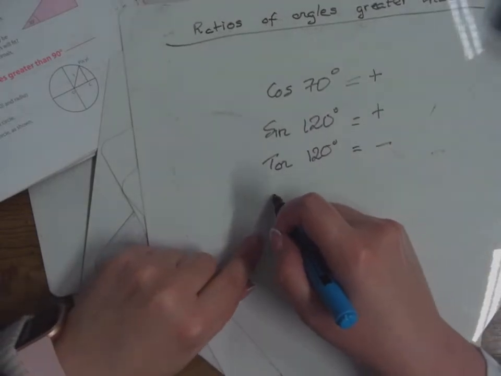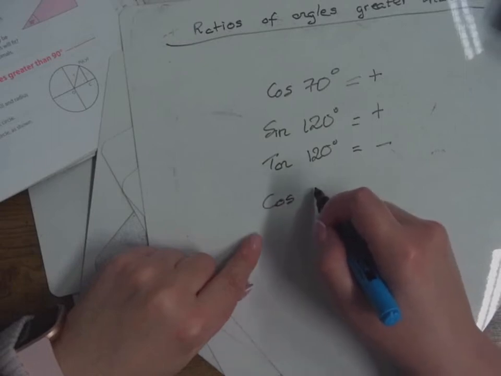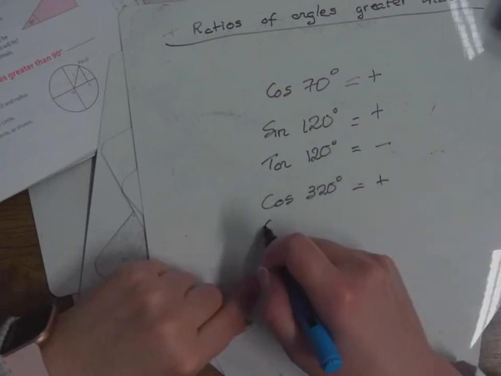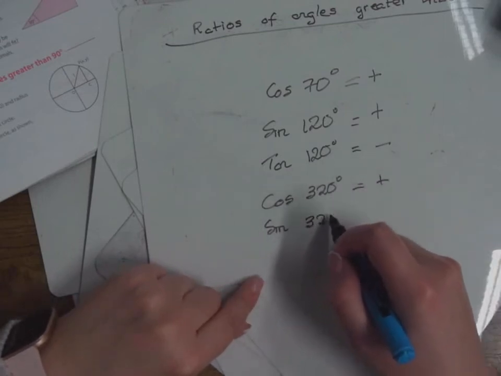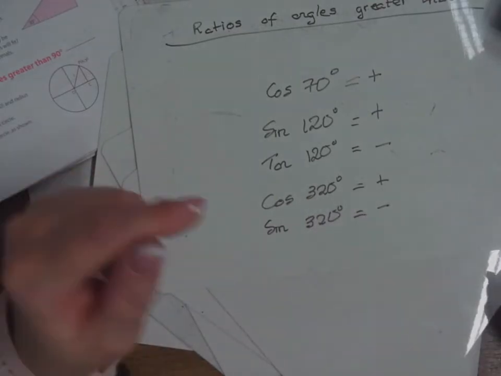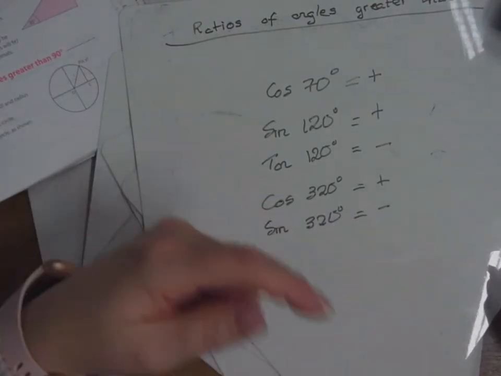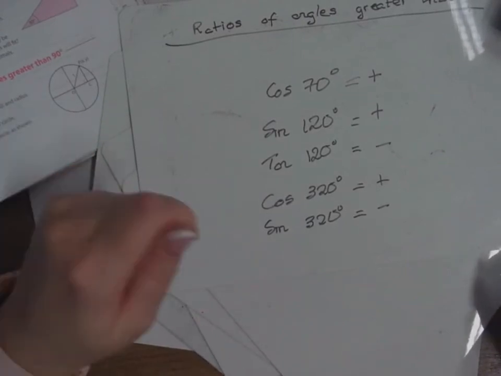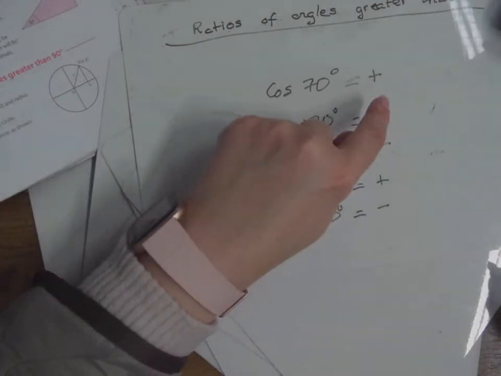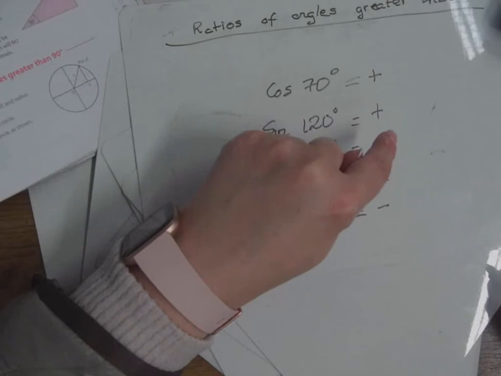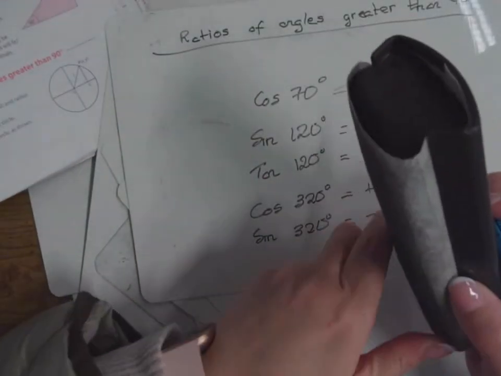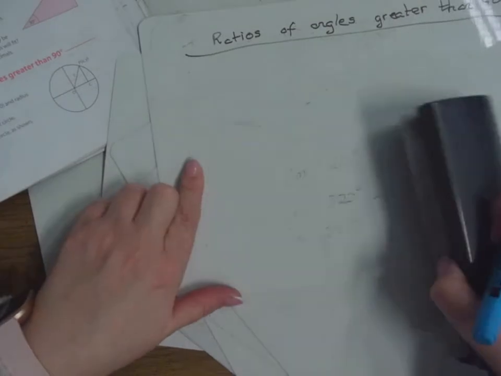Negative? Right, get me cos of 320. Positive or negative? Positive. Get me sine of 320. Negative? Right. So you can't tell what number, you need the calculator to figure out what the number is. But you can figure out whether the answer is going to be positive or negative using the unit circle. So the unit circle just tells you whether it's going to be positive or negative.